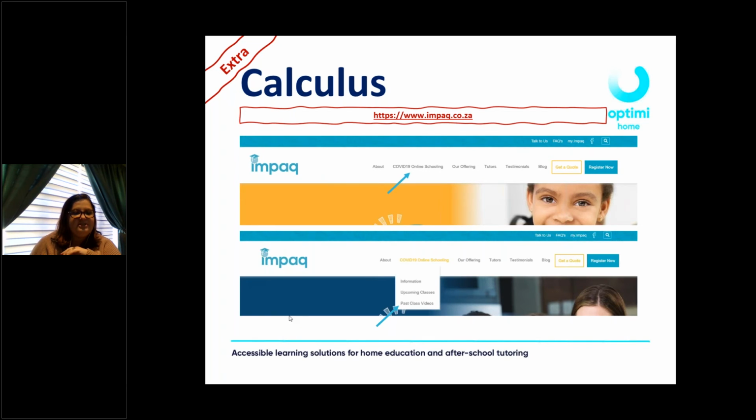Then Tarita asks if the papers are set by the DBE or Sakai. Your prelim papers are set by Sakai. Your June examination papers were set by us. Your finals will also be set by Sakai, but it goes through a moderation process with Umalusi. Umalusi is the head of education quality in South Africa. They make sure that the DBE, Sakai, and IEB papers are on the correct levels.